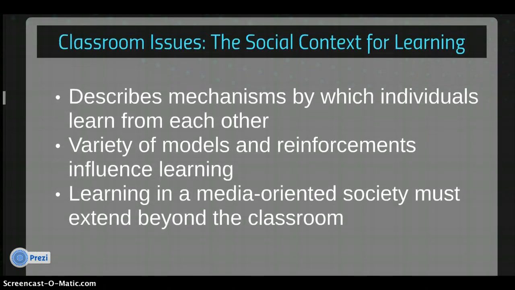The final classroom issue is the social context of learning. Social cognitive theory addresses the issue of learning in a naturalistic setting. It describes specific mechanisms by which individuals learn from each other as they go about their day-to-day lives. Also, social cognitive theory describes that observations of a variety of models and reinforcements influence learning. Finally, it reminds the educational system that learning in a media-oriented society extends beyond classrooms in both subtle and pervasive ways.